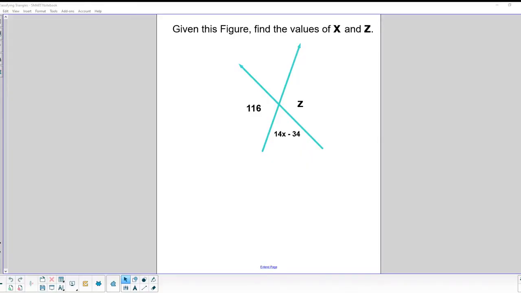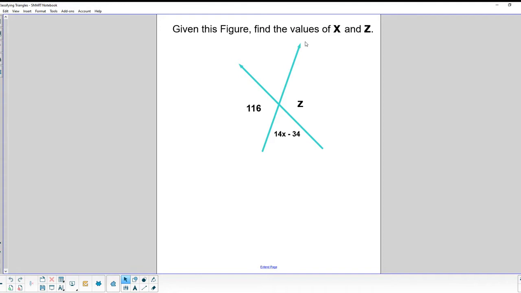All right, this is Mr. Burgess, and we're talking about vertical angles today. So I just have a couple sample problems that you'll probably see on the assignment, so I thought it would be nice to do a video specific to these two examples.